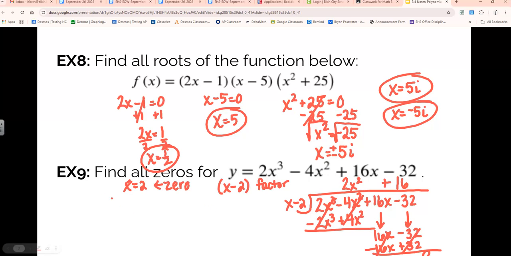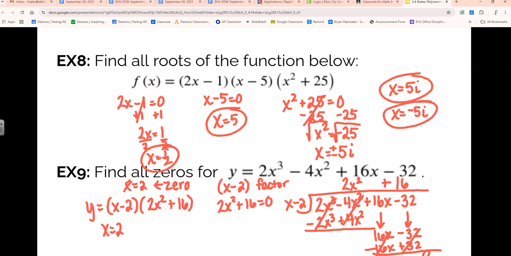So what this means is that your equation really could be factored like this. x minus 2 times 2x squared plus 16. And we already found right here, this is x equals 2 is our 0 that goes with that first factor. For the 2x squared plus 16, we would do this. 2x squared plus 16 would equal 0. We would subtract that 16 to move it over to the other side.